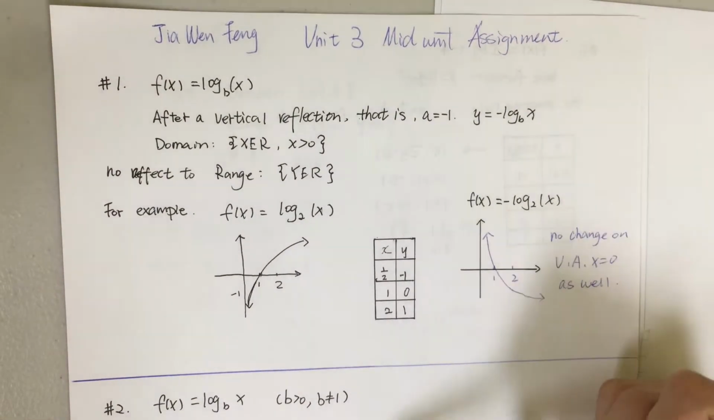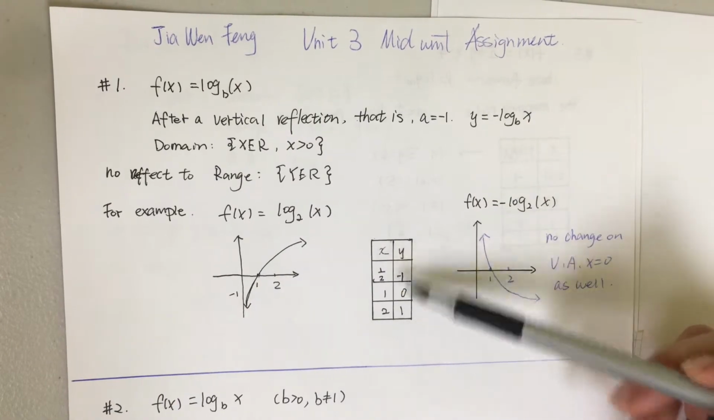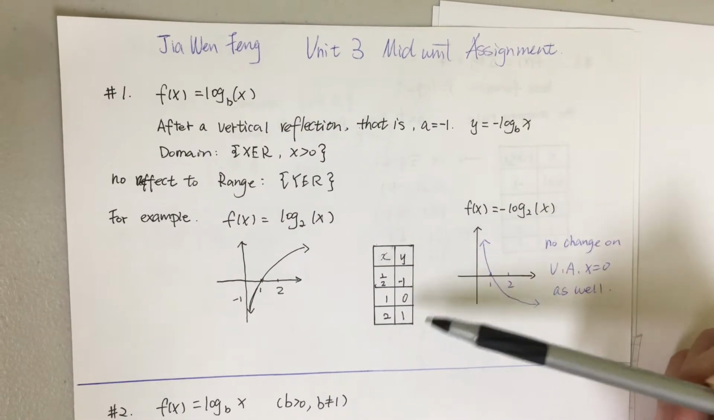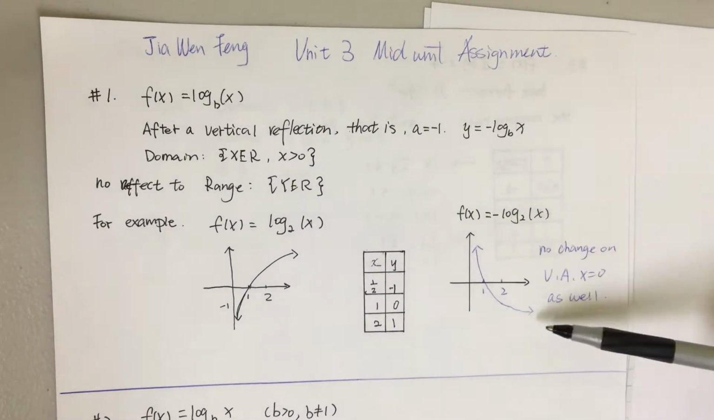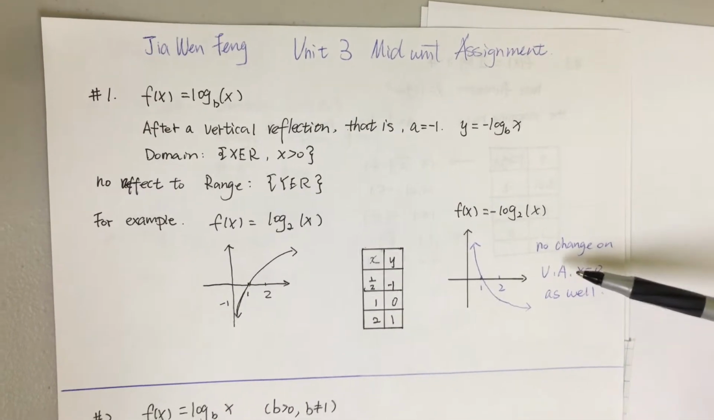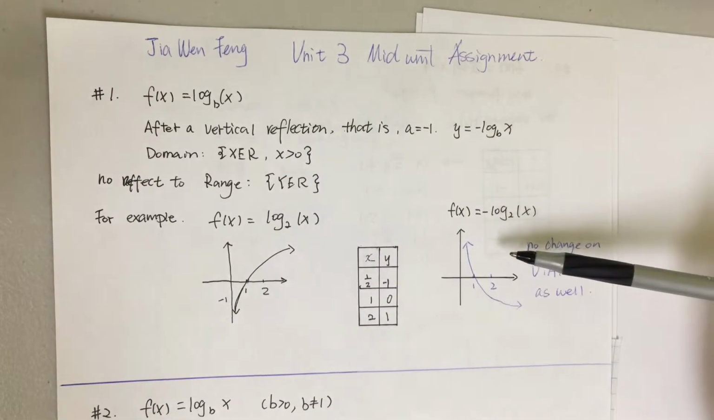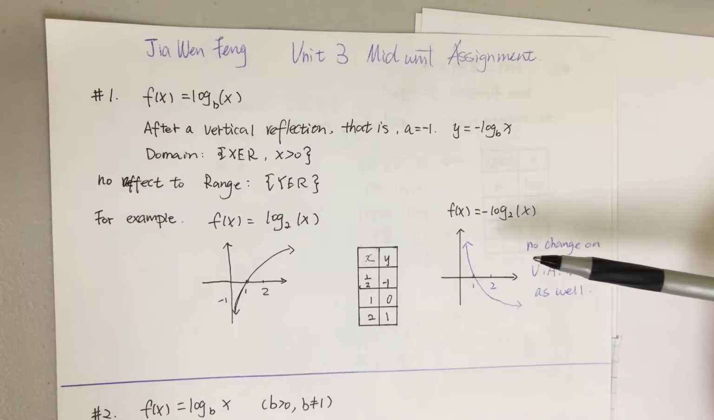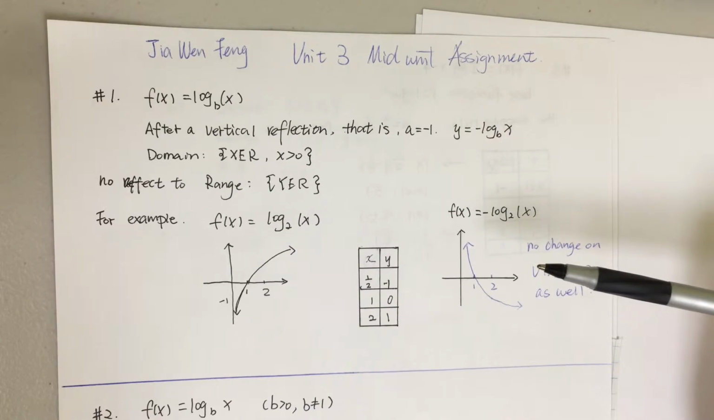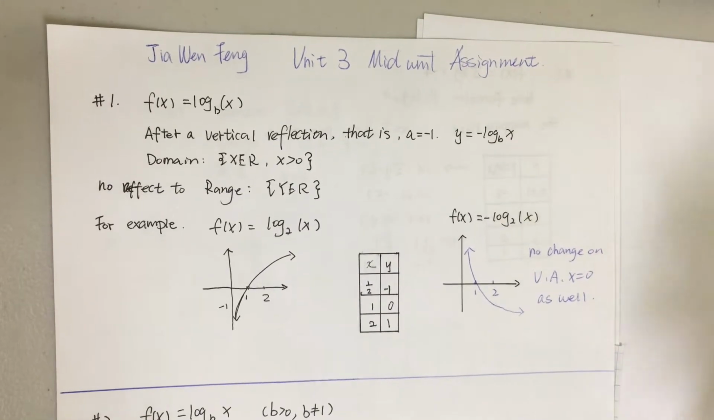And if we only reflect, the x-coordinate won't change, but all the y values will be opposite. After reflecting over the x-axis, you can see here the domain is still x strictly positive. The range still doesn't change. So therefore, a vertical reflection won't change either the domain or the range.